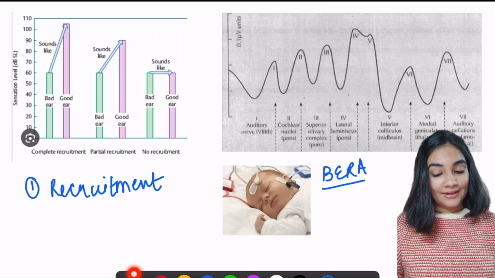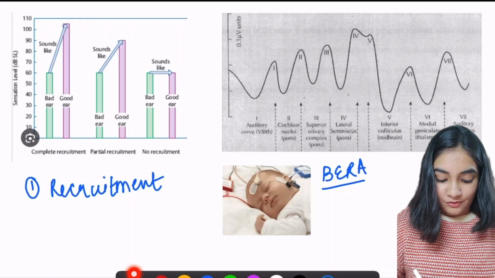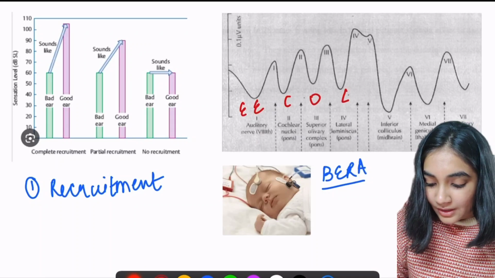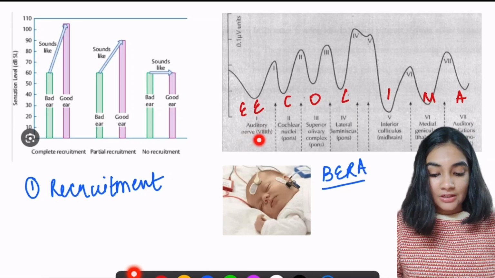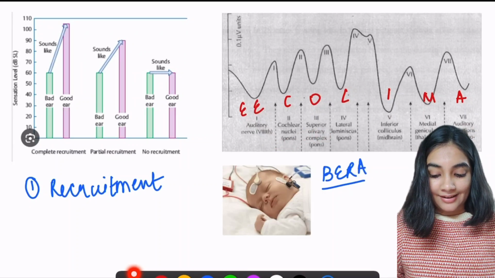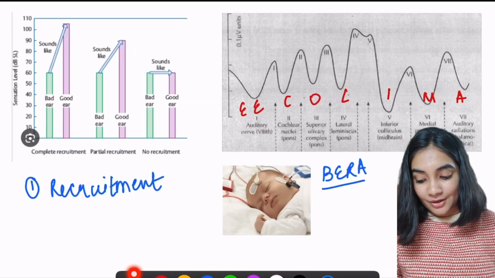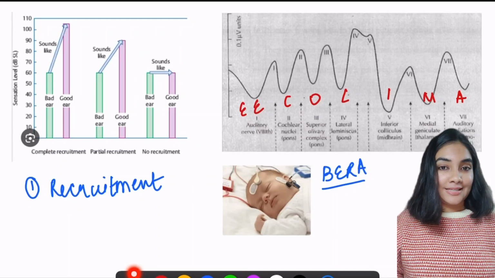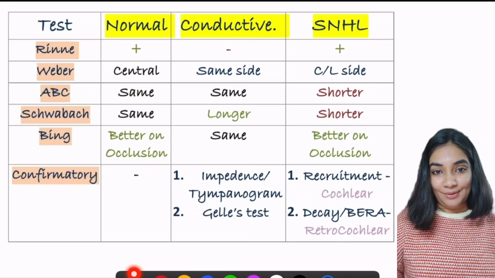Then BERA. In BERA you need to know the waveforms and that's about it. So the famous mnemonic we all know is E Cola IMA. Okay, so eighth nerve, cochlear nucleus, superior olivary complex, lateral lemniscus, inferior colliculus, medial geniculate body, and auditory cortex. So confirmatory tests for conductive as well as sensory neural hearing loss are also done. At last, this is what our completed table looks like.